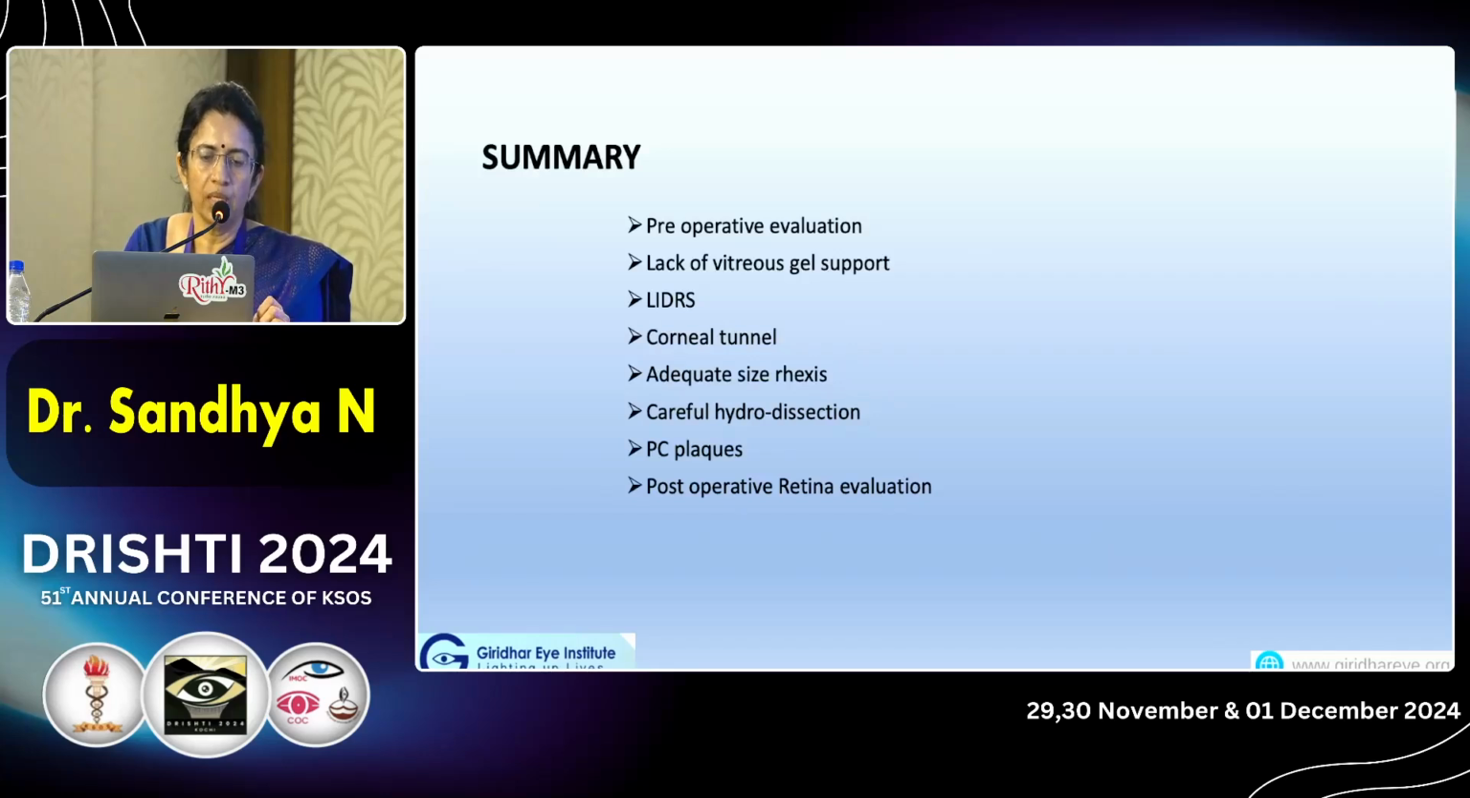So to summarize, a thorough preoperative evaluation is needed to look for any phacodonesis or pre-existing posterior capsule rent. These patients are more prone to lens iris diaphragm retropulsion syndrome. So whenever you're introducing the phaco probe, the infusion pressure should be reduced. They should not have a too long corneal tunnel, should not make a baby size rhexis in these patients, and hydrodissection should be careful. Don't try to remove the PC plaques through the anterior route during cataract surgery. And all these patients should preferably have a postoperative retina evaluation.